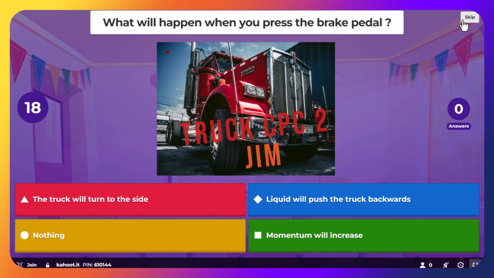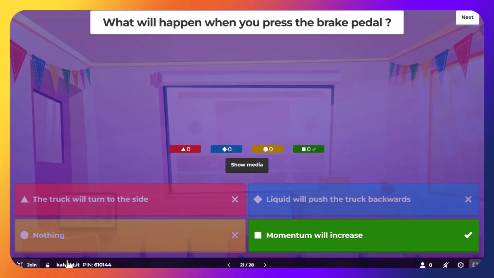What will happen when you press the brake pedal? The truck will turn to the side. Nope. Liquid will push the truck backwards. Nope. Doesn't push it backwards. So the liquid goes rushing forwards, doesn't it? Nothing. Momentum will increase. So you know it's not that one. So it's not that answer. That only leaves momentum will increase.